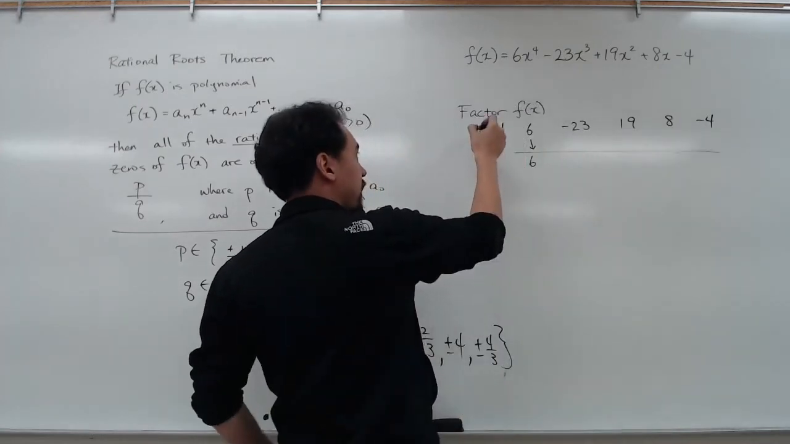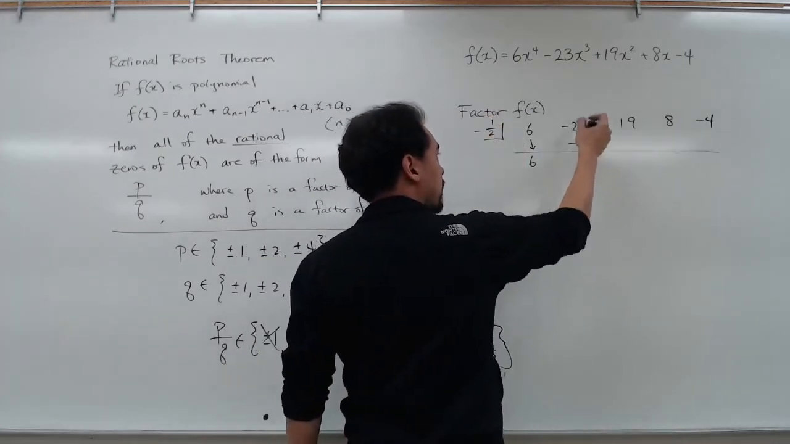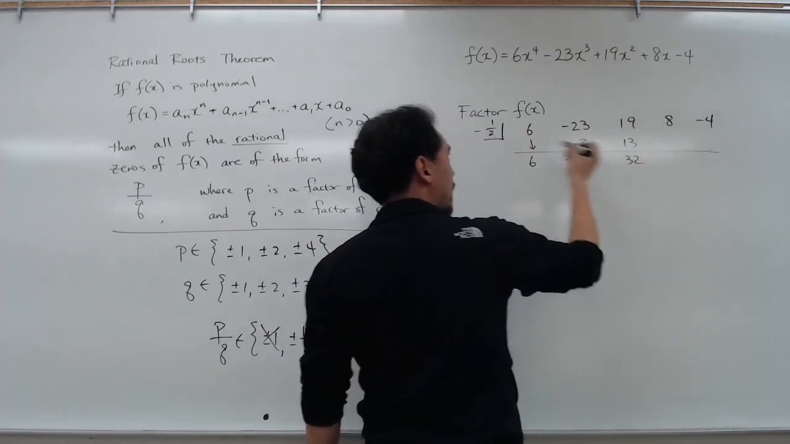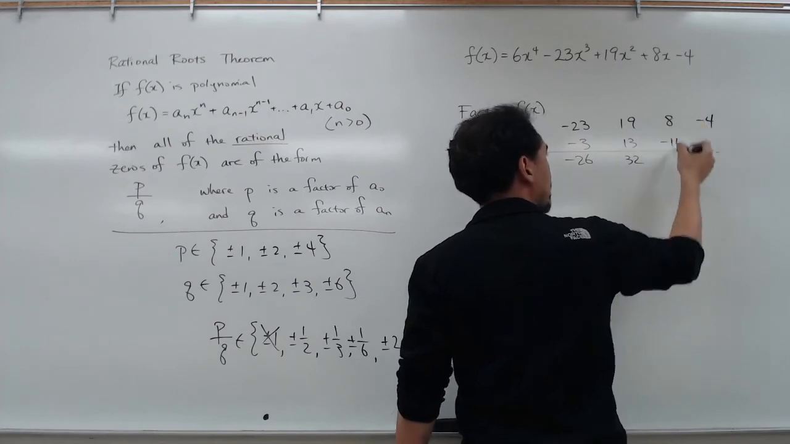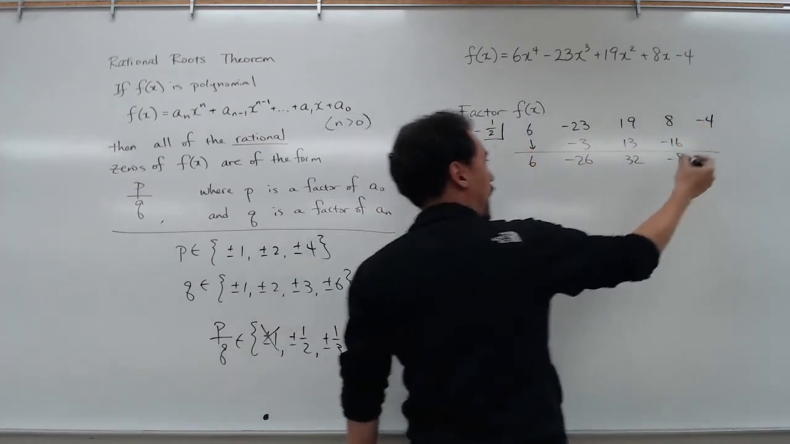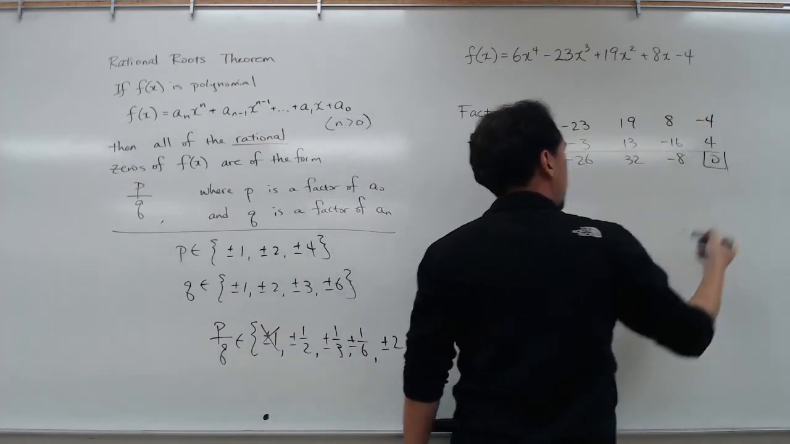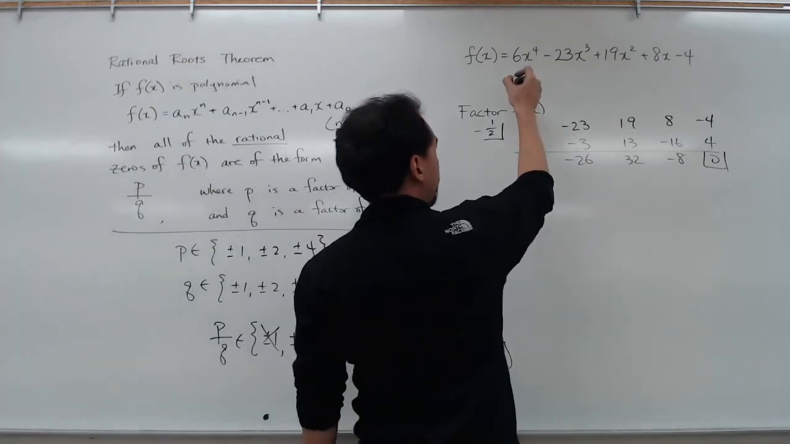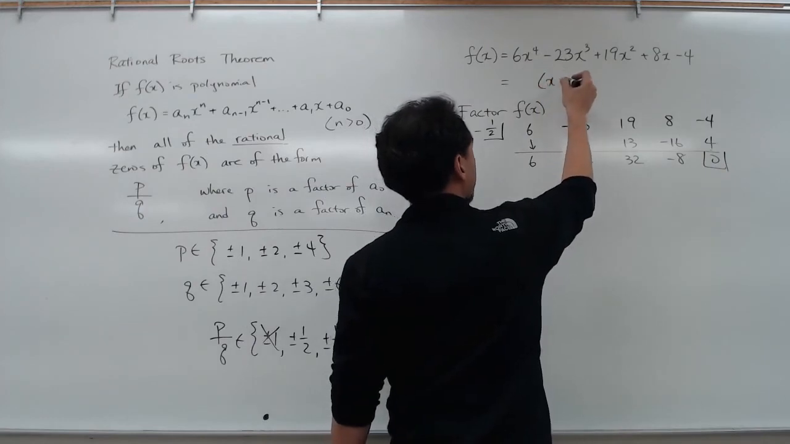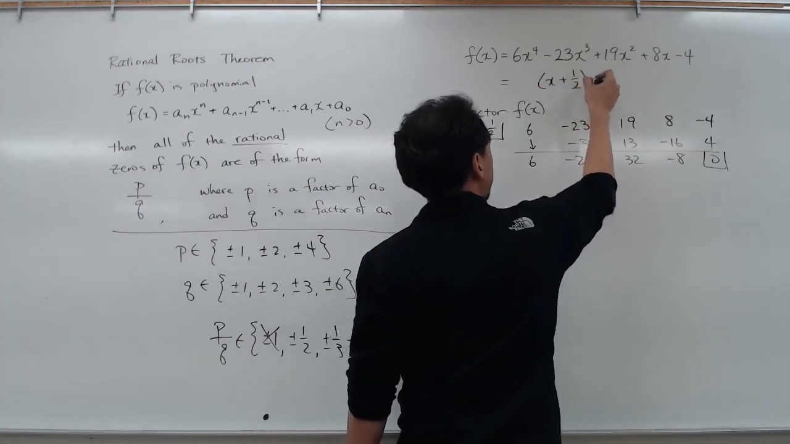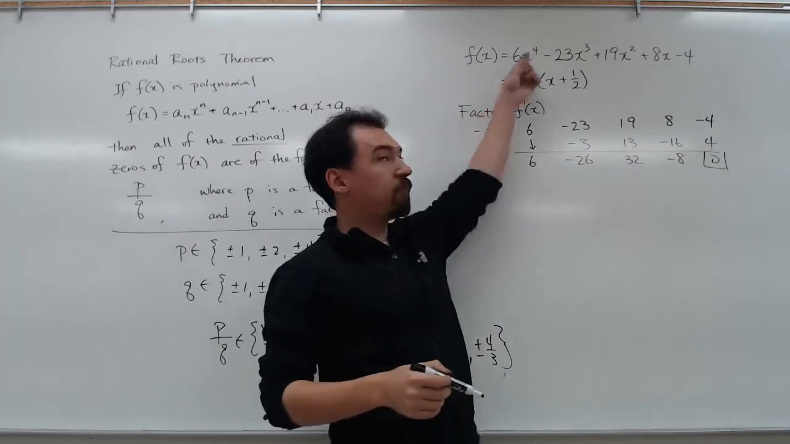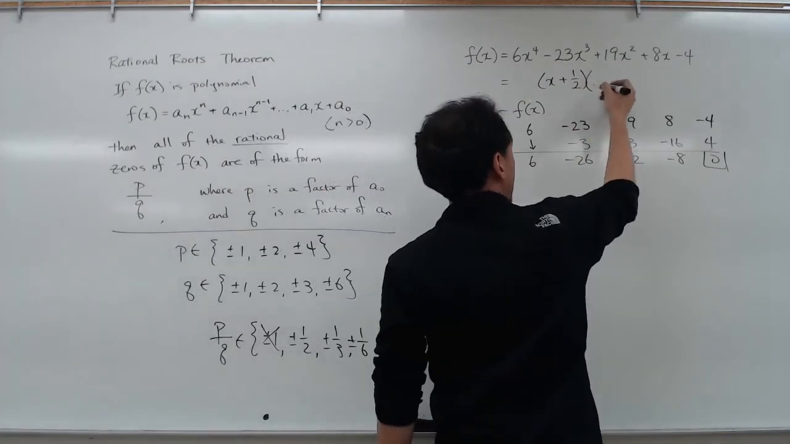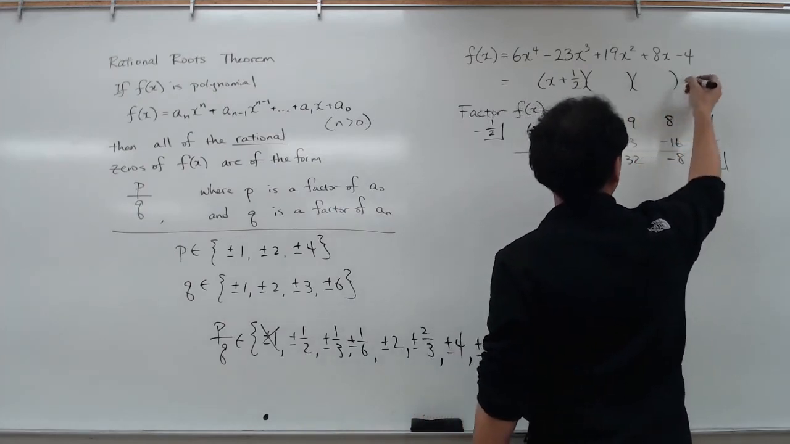How about negative 1/2? So 6 times negative 1/2, add them together, times negative 1/2, add them together, times negative 1/2, add these together, then times negative 1/2. There's my first 0. So my first 0 gives me my first factor. I know I have x plus 1/2. And now, because we have a 4th degree polynomial f, the linear factorization theorem says we're going to have 4 factors, or 4 linear factors.